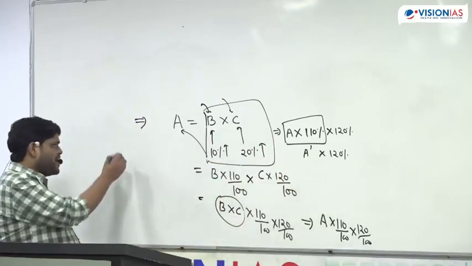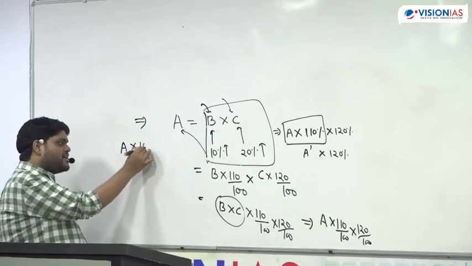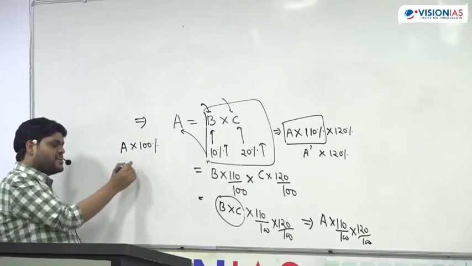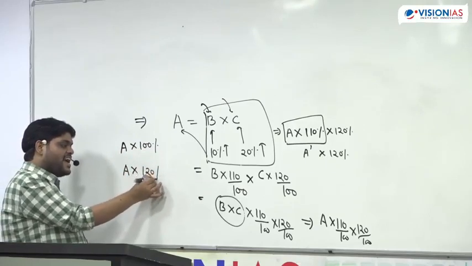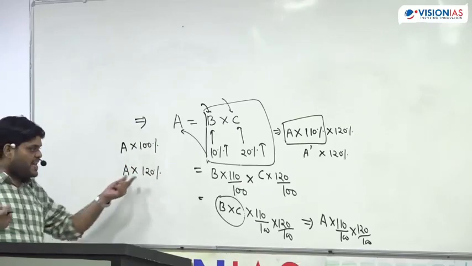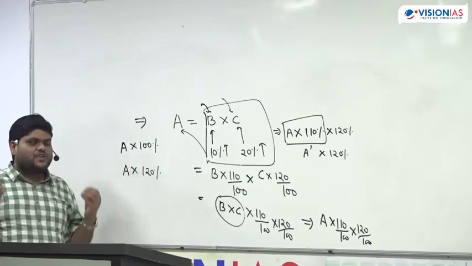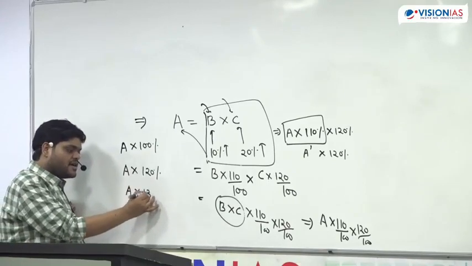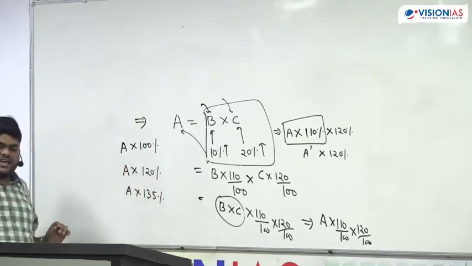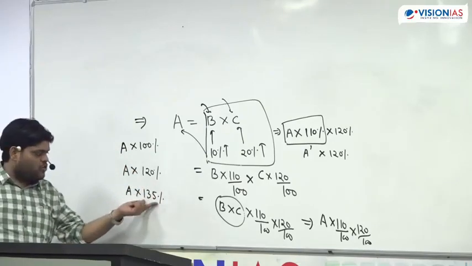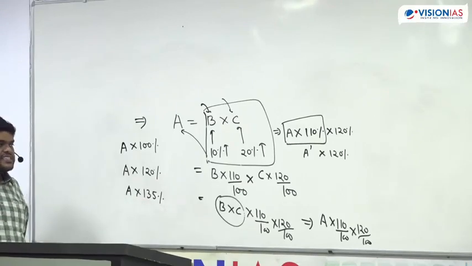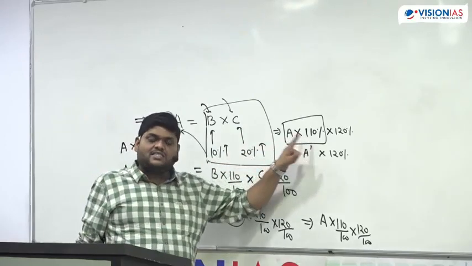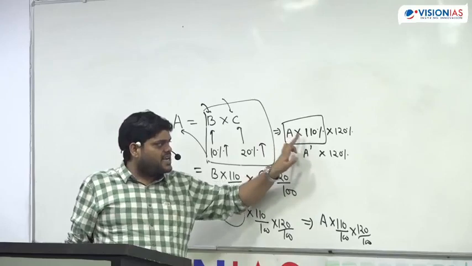See, when we are writing A into 100%, there is no increment because the number is itself 100%. But when we are writing A into 120%, so when any number becomes 120%, we can say that there is a 20% increment in that. When we are writing 135%, the simple meaning is, the number was 100%, now the number becomes 135%, so there is an increment of 35%. So when we are writing A into 110, the simple meaning is, there is a 10% increment in A.